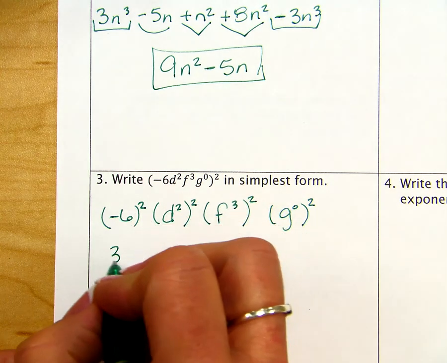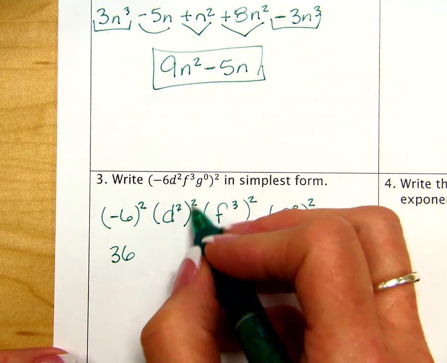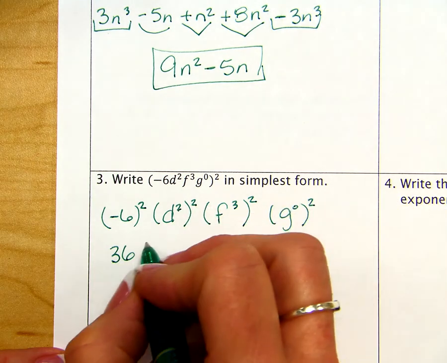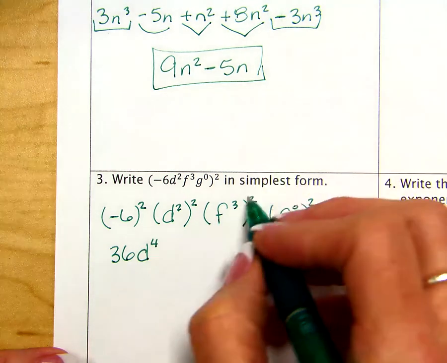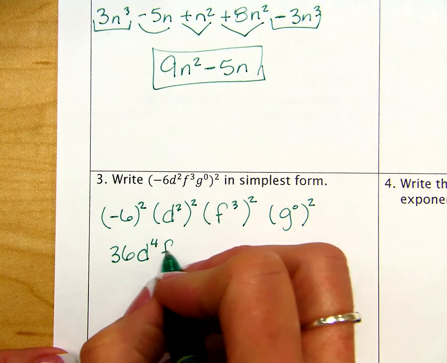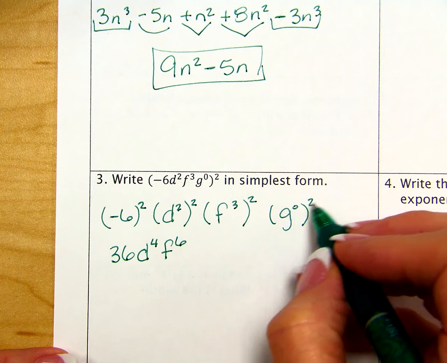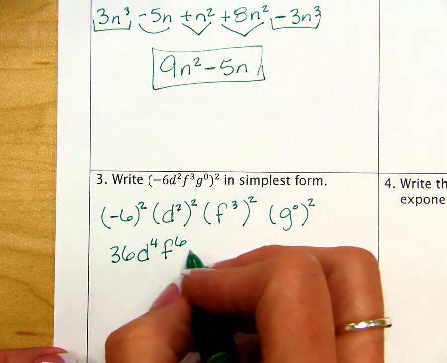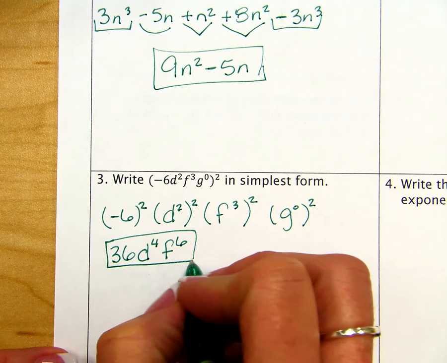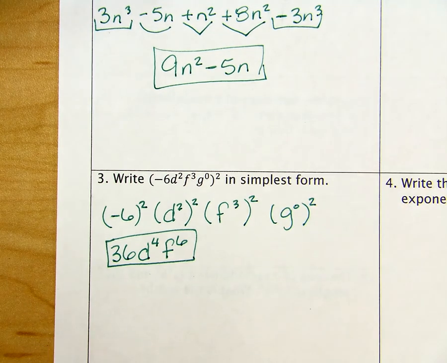Negative 6 squared is positive 36. D squared to the 2nd power, because we have a power to a power, we're going to multiply. So 2 times 2 is 4, so we get d to the 4th. F to the 3rd raised to the 2nd power, we take 3 times 2 and get 6. G to the 0 raised to the 2nd power is still g to the 0, because 0 times 2 is 0, and anything raised to the 0 power is just 1, so that particular factor will just cancel out. So we have 36 d to the 4th, f to the 6th for that problem.